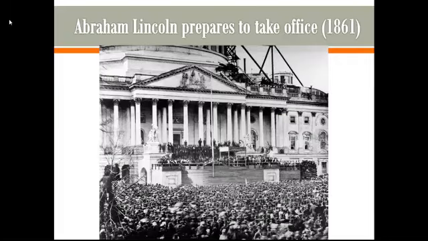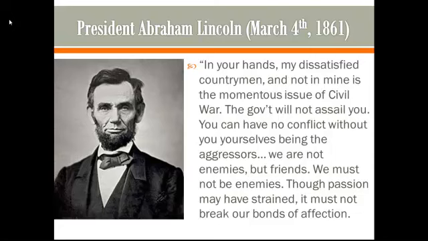So in 1861, Abraham Lincoln prepared to take the oath of office to become the President of the United States. He was becoming president during a time of division and during a time of imminent war. And in his inauguration, Lincoln said, "In your hands, my dissatisfied countrymen, and not in mine, is the momentous issue of civil war. The government will not assail you. You can have no conflict without you yourselves being the aggressors. We are not enemies, but friends. We must not be enemies. Though passion may have strained, it must not break our bonds of affection."